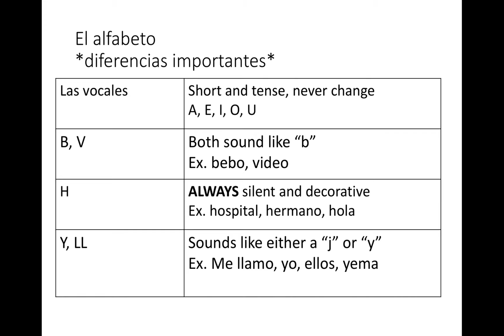B and V, or sometimes they're even called the same letter, B and B, both sound like B, like bebo and video. The H in Spanish is a decoration. It's actually a leftover from Latin. It makes the word look fancier, but it has no sound. It's like your silent E in English. Nobody in English says that they had chocolate cakey for their birthday, right? It never happens. We never make the mistake of pronouncing that silent E in Spanish. No native speaker is ever going to make the mistake of pronouncing that H. It doesn't have a sound. It's a decoration only. So we have over here hospital, hermano, hola.